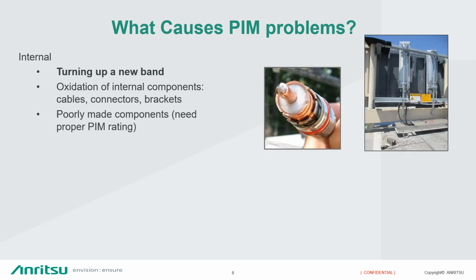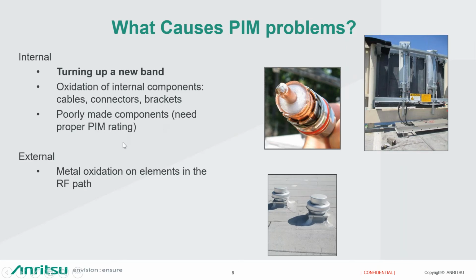There's oxidation of internal components, cables, connectors, brackets. There are poorly made components, though I think most of the major operators have weeded the poorly made components out. There are PIM ratings now that prevent components with poor PIM ratings from entering their network. So I think most operators are pretty good with this now.